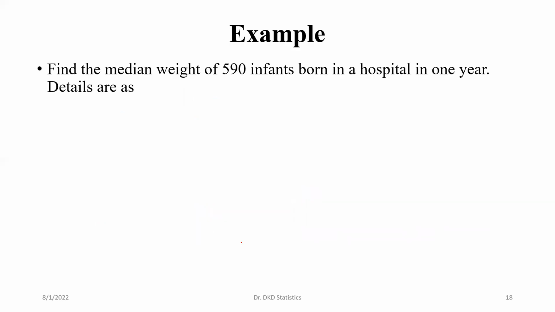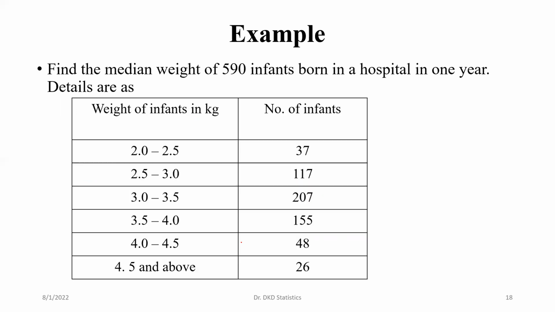Now find the median weight of 590 infants born in a hospital in 1 year. The weight of infants is given in class intervals, and the number of infants is given, so the frequency is already given. Now we have to calculate the median.